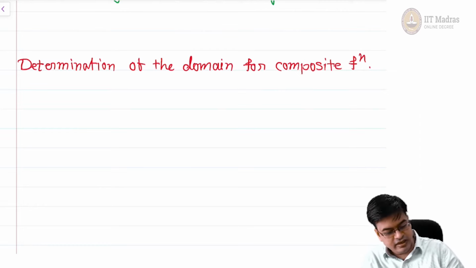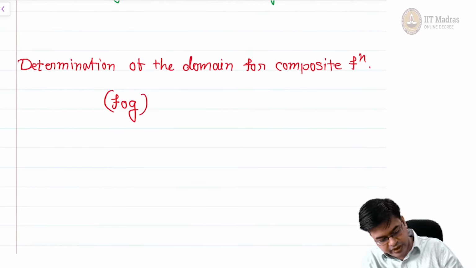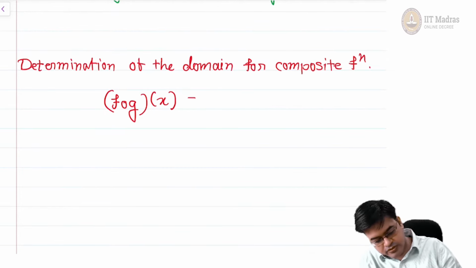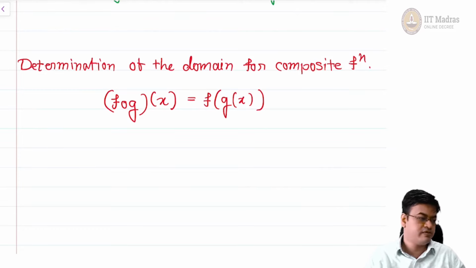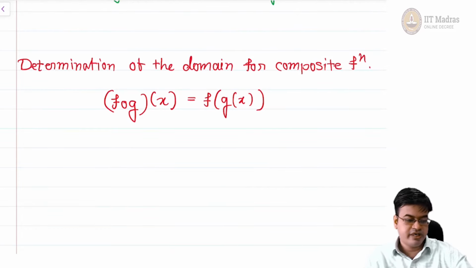So I have, let us say, f o g of x, which is equal to f of g of x. We are talking about all functions that are real valued. In order to determine the domain, there must be some rules that you should follow. I will list the rules, and the following rules must be followed, and therefore the following values must be excluded from input values of x.